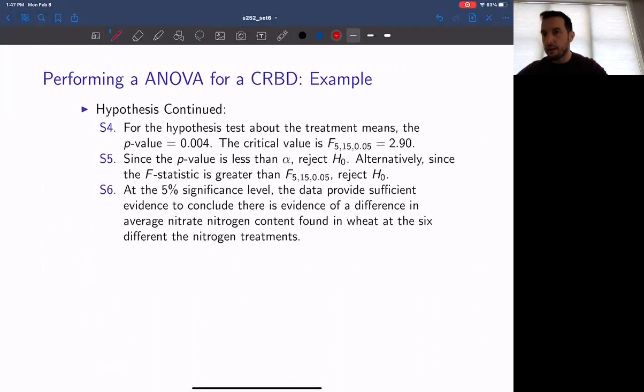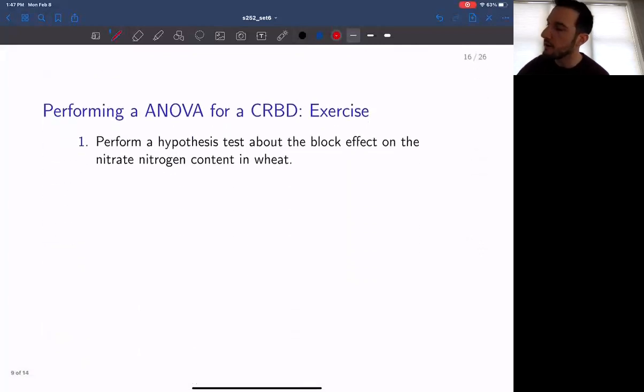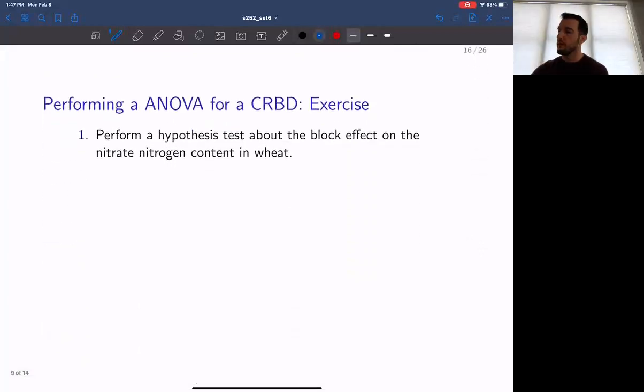The next exercise that I want to show you is an example of performing the F-test about the block. So I'll start, because I only have a few minutes left, and I'll just get it started, but we'll have to finish this up on Wednesday. So as I mentioned before, we can conduct an F-test about a difference in the block means.